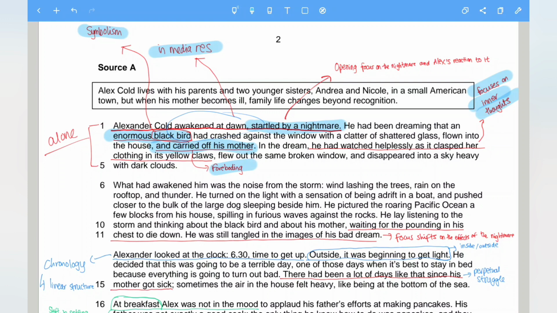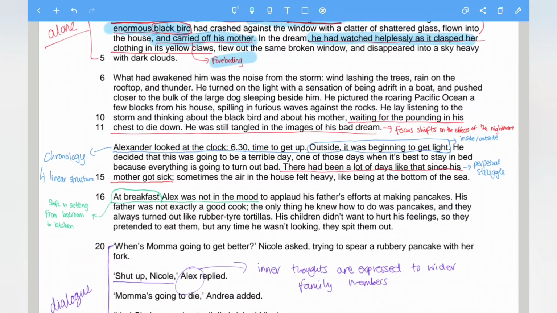He had watched helplessly as it clasped her. So this is focusing on his inner thoughts. And in simple terms, the first initial paragraph, the beginning, is focusing on the nightmare and Alex's reaction to it. And then the focus shifts on the effects of the nightmare.